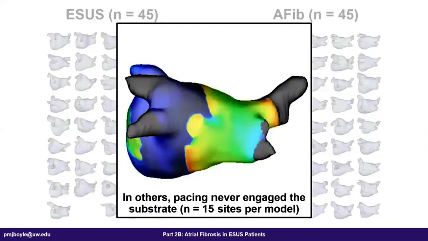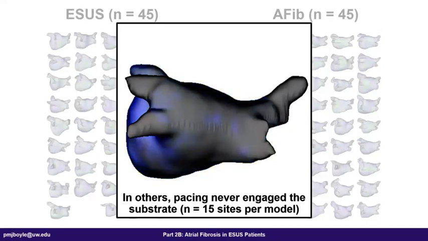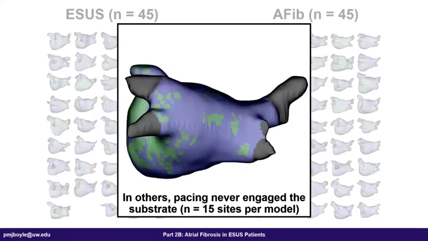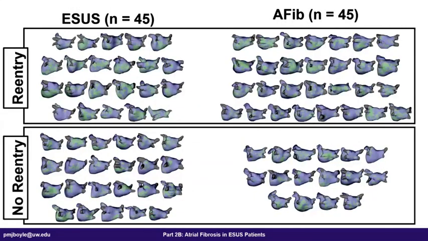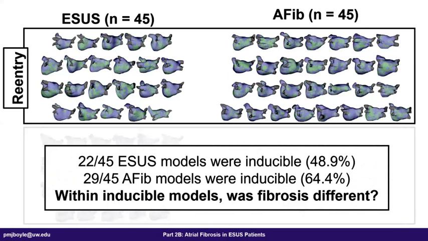I have to click again, wait, and here's a different model in which pacing simply never engaged the substrate. In this case, we paced from 15 different sites that were informed by mechanistic clinical data about the most likely sources of triggers in AFibers, and some models just were simply non-inducible. And so if we look at the split, interestingly, more AFibers as a proportion of the total population size were inducible to reentry. About 2/3 of them had reentry inducible, compared to about half in the context of ESUS.